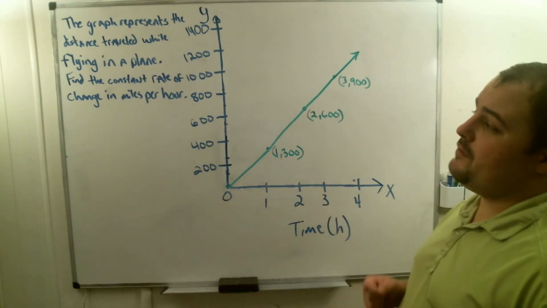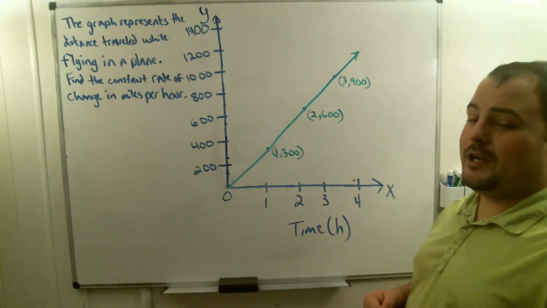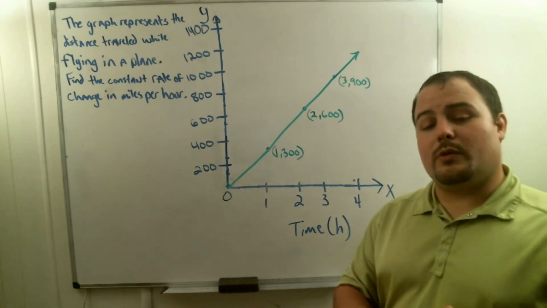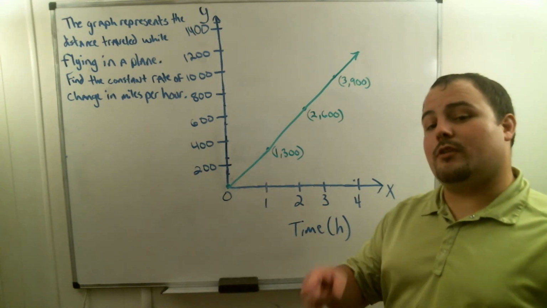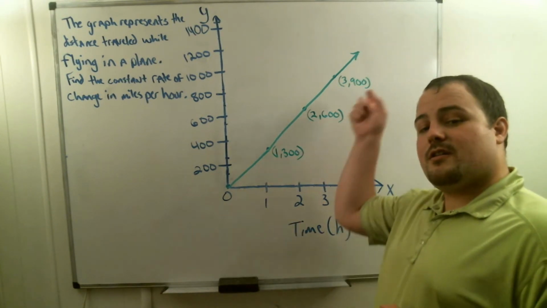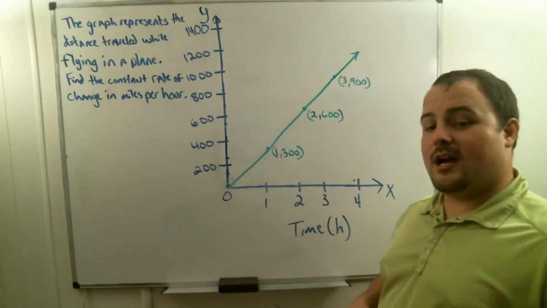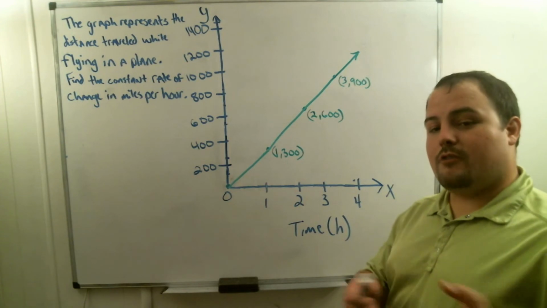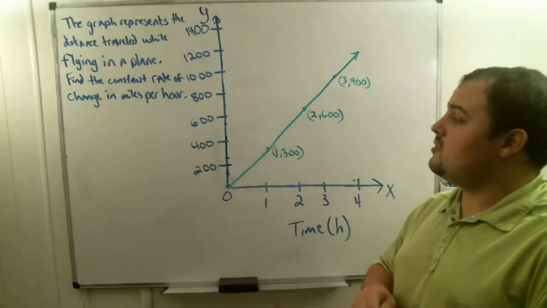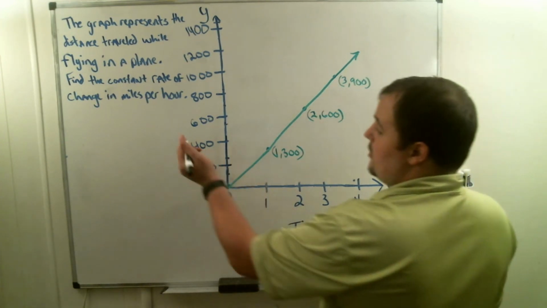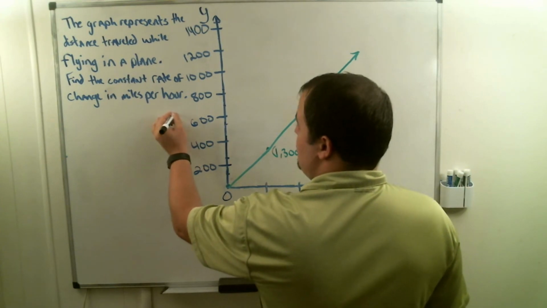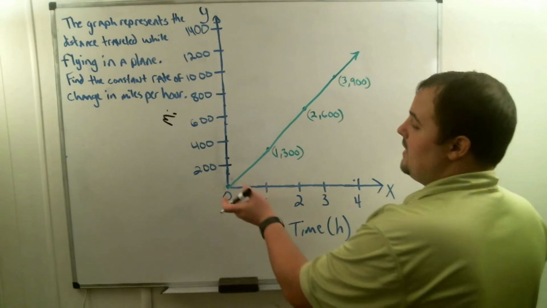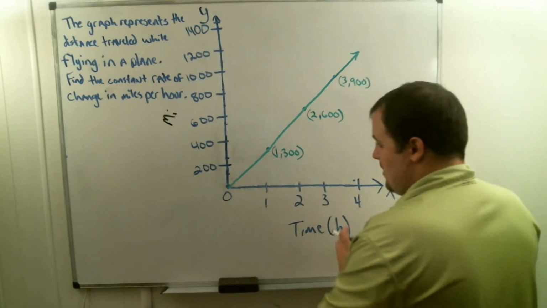It says the graph represents the distance traveled while flying in a plane. Find the constant rate of change in miles per hour. So we again have to find the constant rate of change. We know it's a constant rate because it makes a straight line. So now we're going to find the change in y, and we're going to find the change in x, and we're going to write that as our rate of change. So we know that the left side is miles, and we know the bottom is hours. So we're going to figure out how many miles that the plane travels in how many hours.